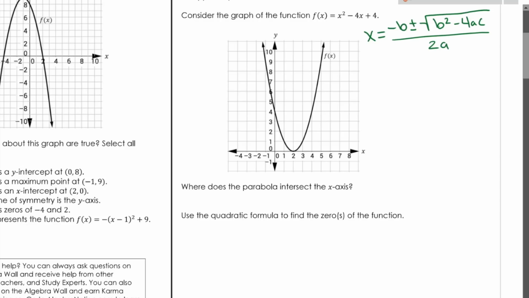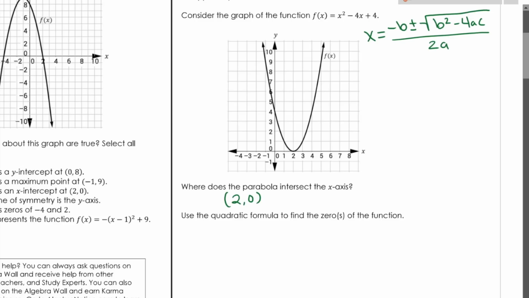Where does the parabola intersect the x-axis? Well, it intersects it right here, right? And the point is 2, 0. Okay, so that is the vertex. That's our point of intersection, 2, 0. So now let's use the quadratic formula to find the zeros of the function.